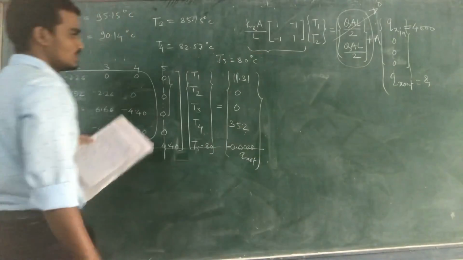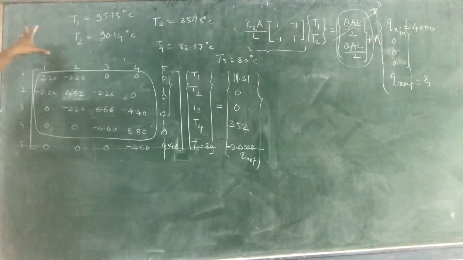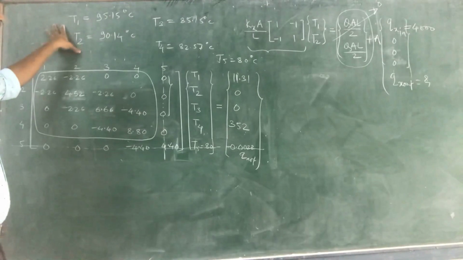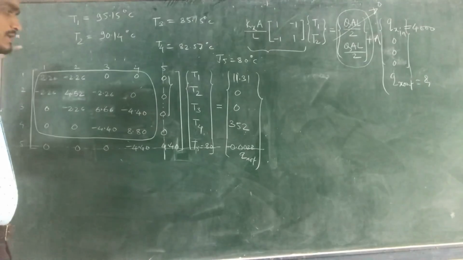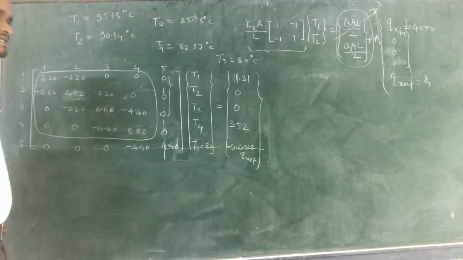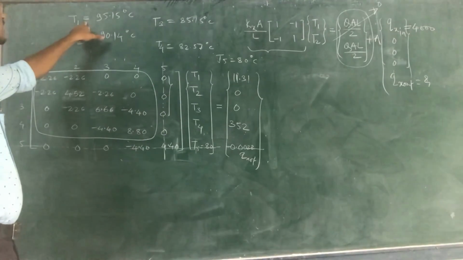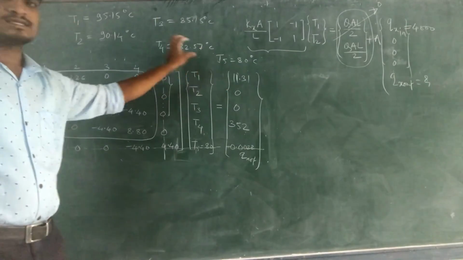So how to cross check your answers? Here only, just by looking at the results, you can confirm that your results are correct. As you know, heat generation rate is going from left side to the right side, so heat is decreasing from left to right hand side. So here temperature values are decreasing from left to right. Okay, so your answers are correct.